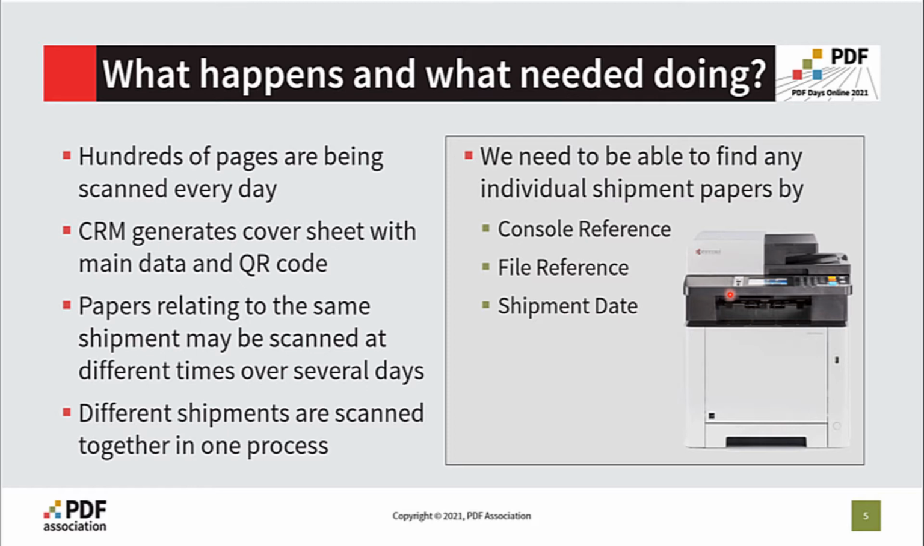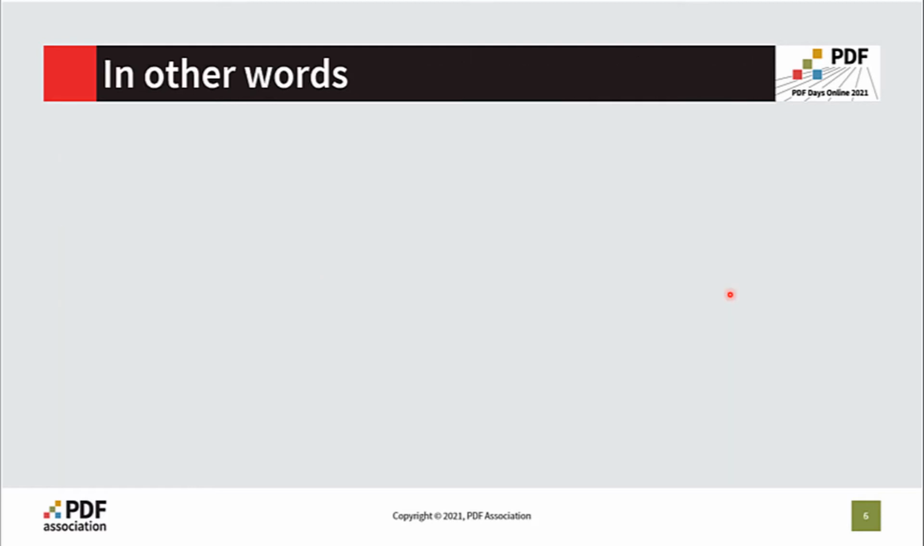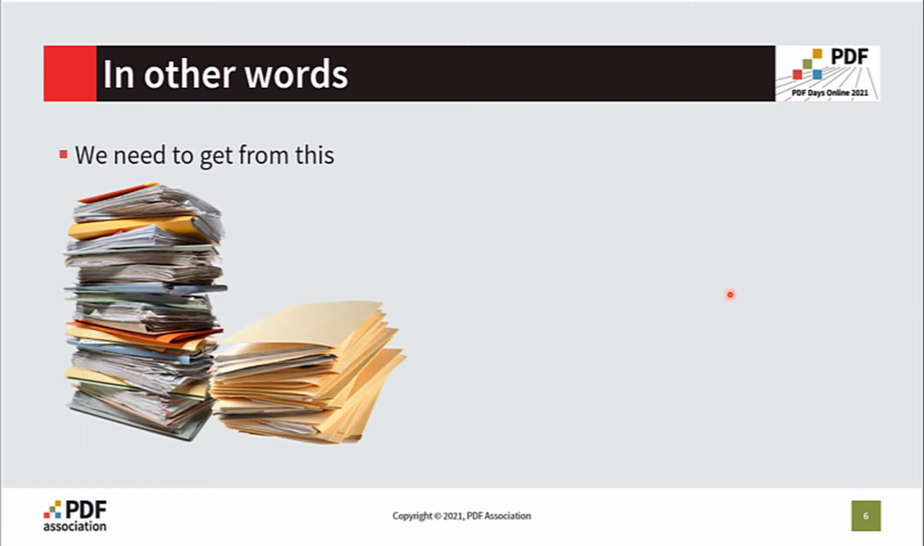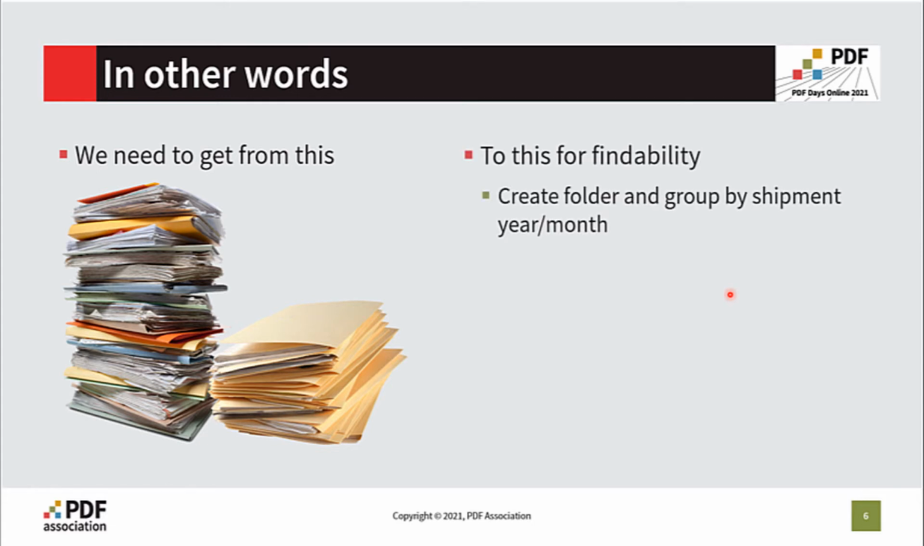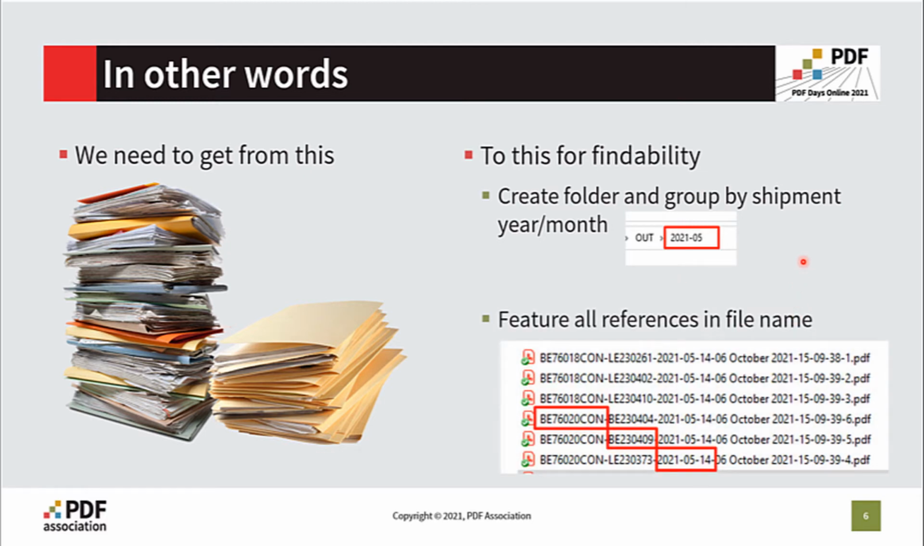So these are our 3 main critical data by which we want to be able to find anything at any time and quickly. In other words, we need to get from a huge amount of paper, which currently the company keeps literally on pallets in huge boxes, labeled roughly with when they were kept, and puts them in the warehouse. Now we need to find everything ideally by a particular folder, i.e. the shipment month, and by the 3 data we set: the console reference, the file reference, and the shipment date. So that's where we want to arrive.